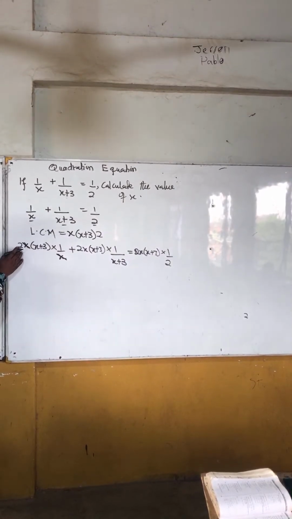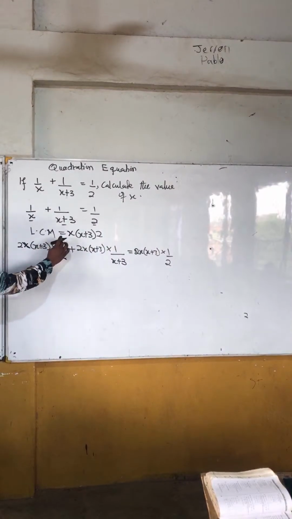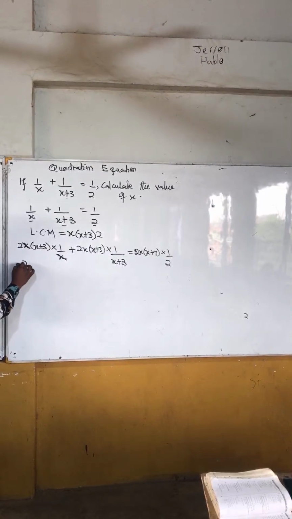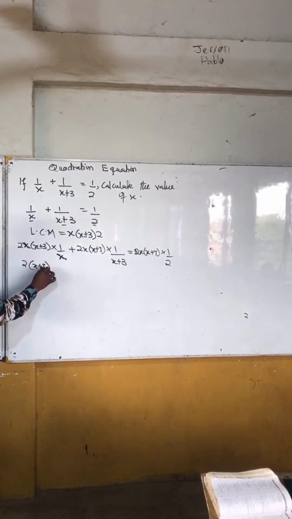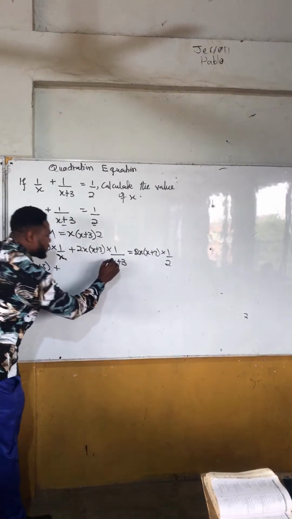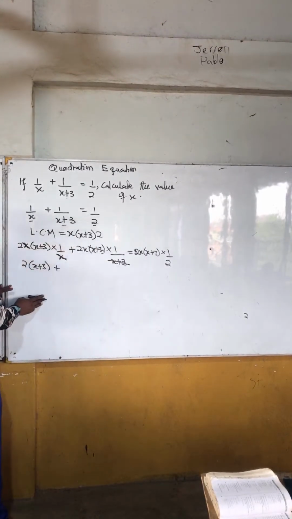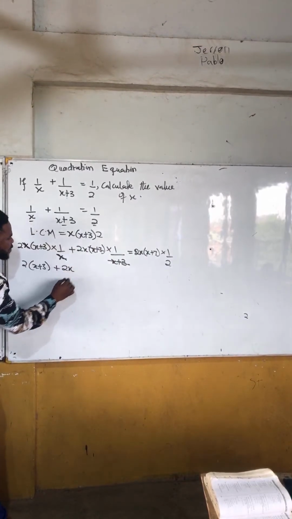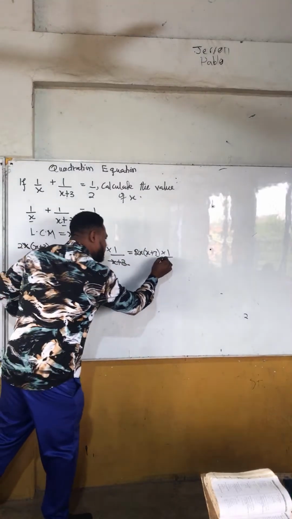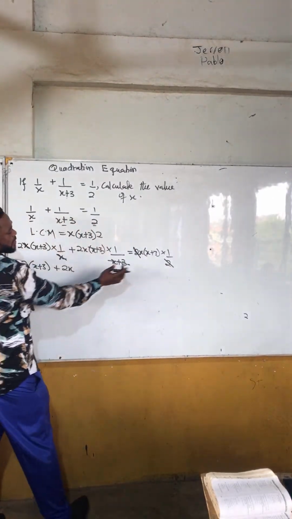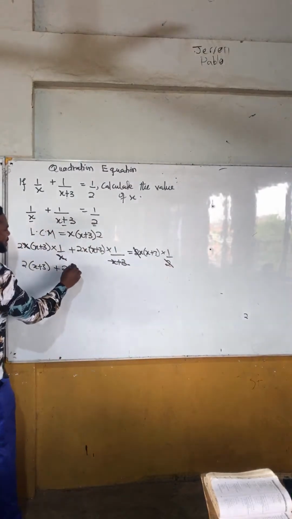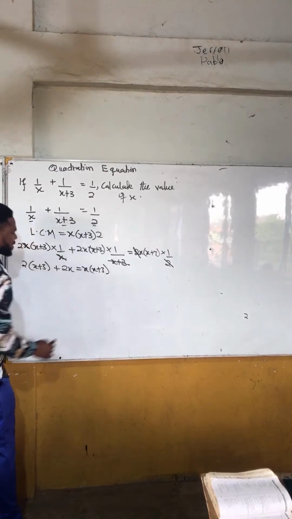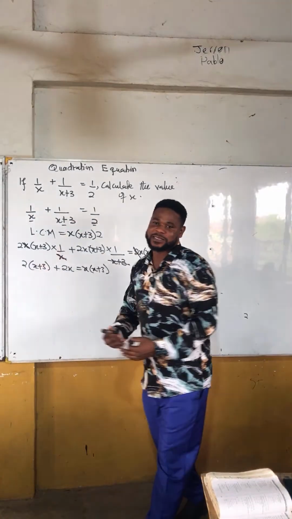Then you'll be left with 2 here, x plus 3, all multiplying 1. And this multiplying 1 will be the same thing. So I'll write 2 here, x plus 3. Plus, this will cancel this. I'll be left with 2x multiplying 1. And any number times 1 is the same number. This will cancel this. I'll be left with this multiplying 1. And I'm going to have x here, x plus 3. Viewers, look at how beautiful this question is.